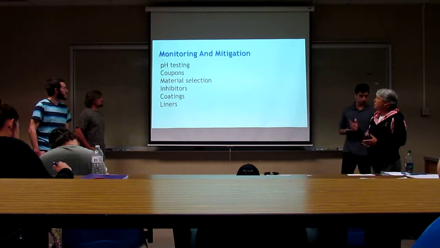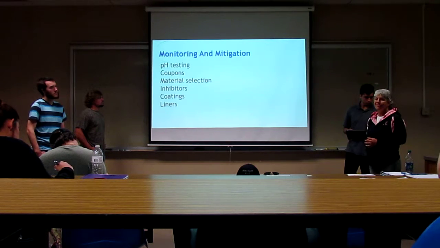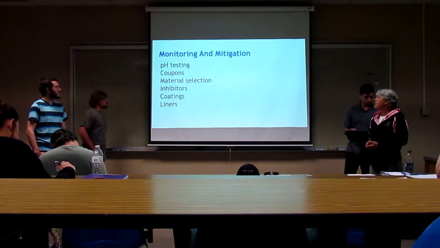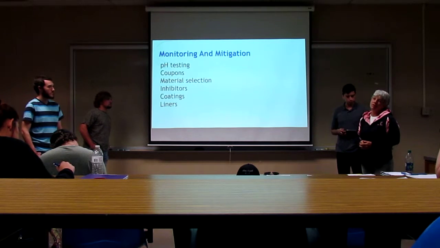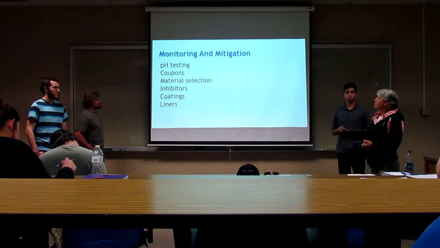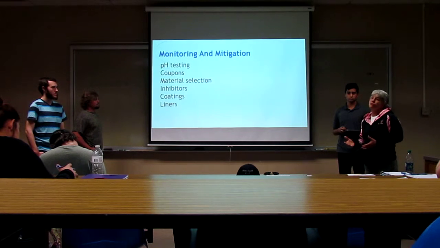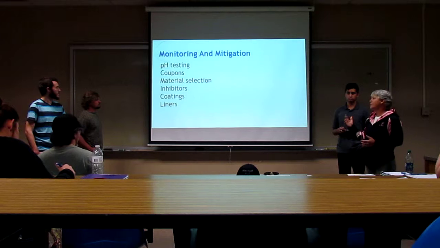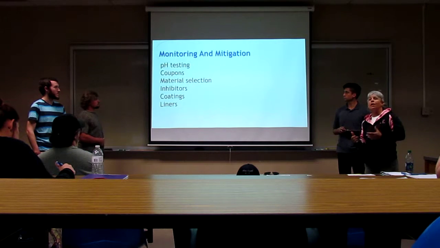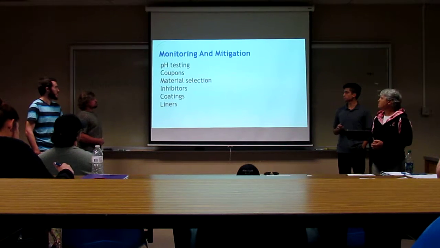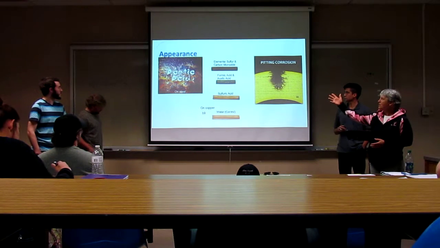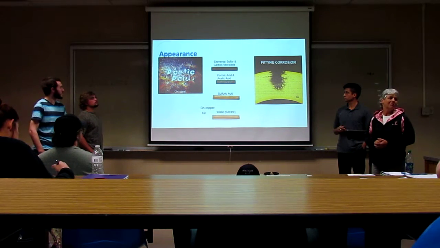Next slide. Again, monitoring and mitigation. You can use pH testing to find out if you have acid present. You can use coupons to monitor the corrosion rates going on. You can use material selection to prevent much of the corrosion. You can use inhibitors. You can use coatings and linings in your storage vessels. On steel, it's going to look like a bunch of little pits when it starts out.